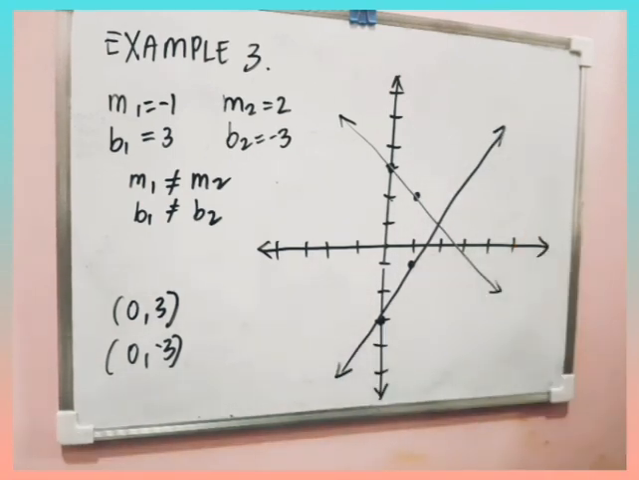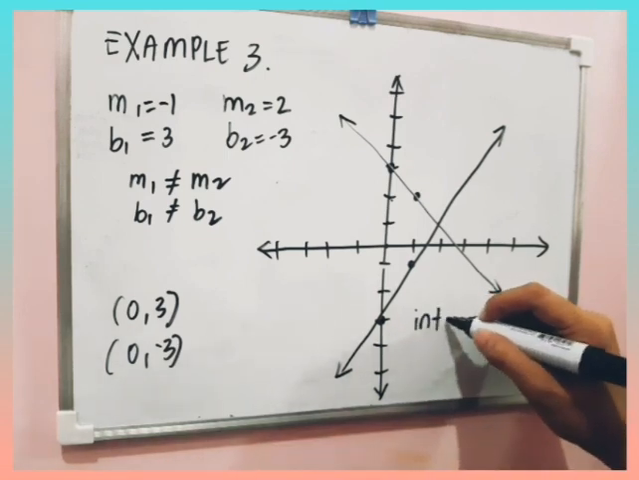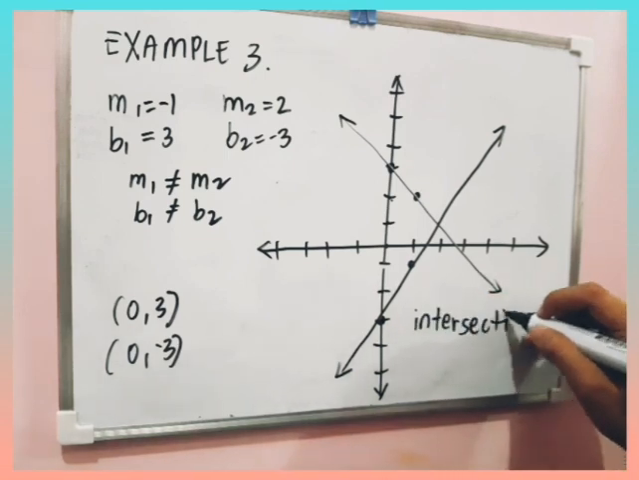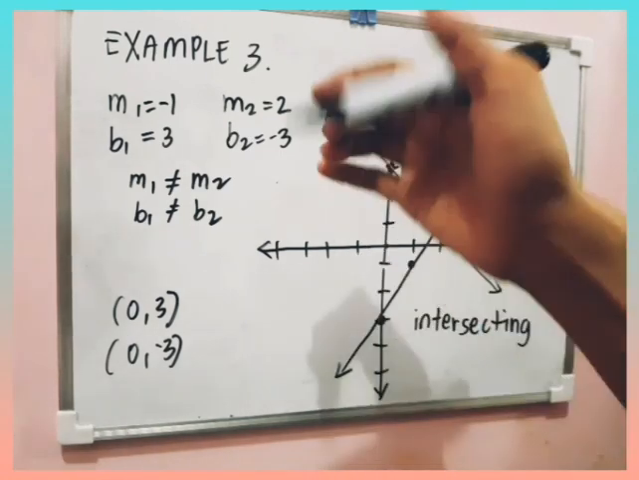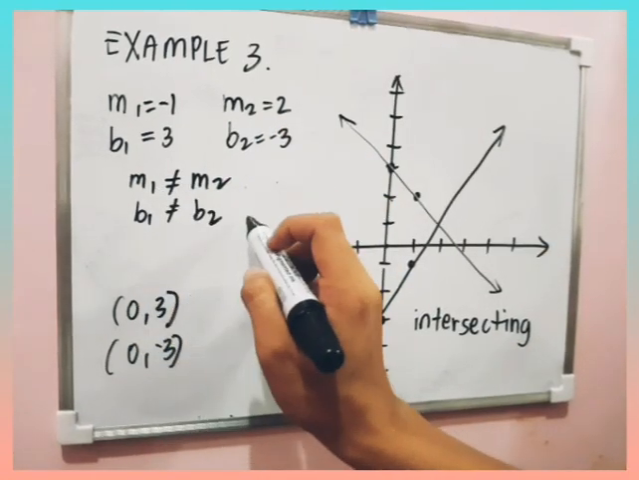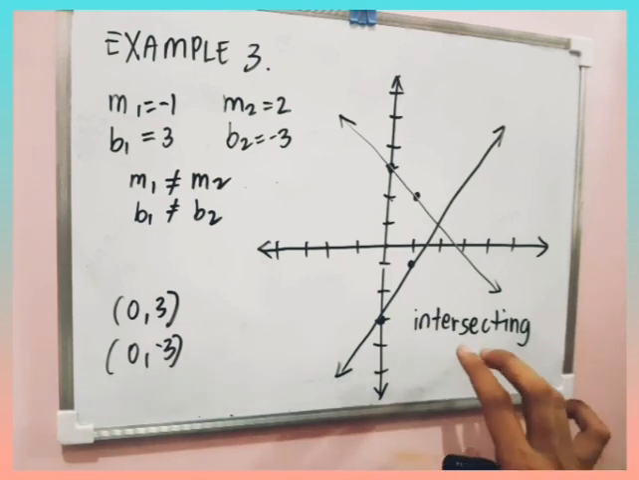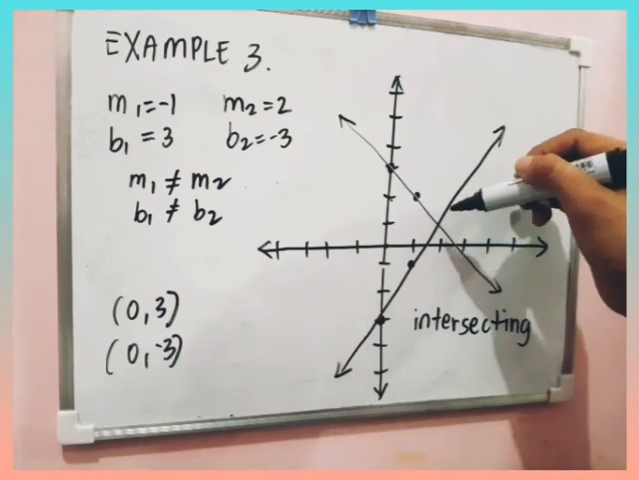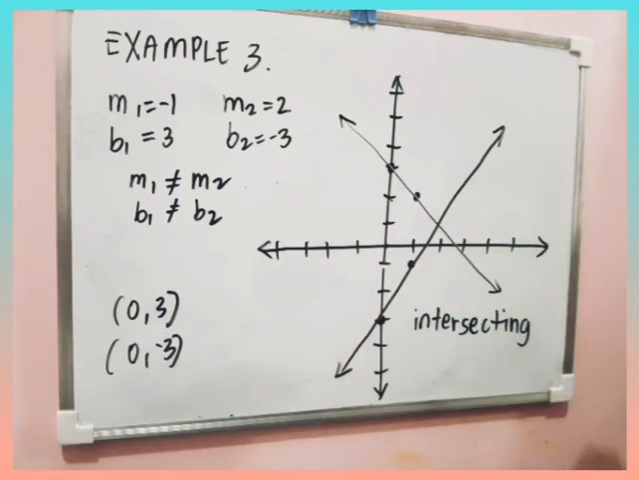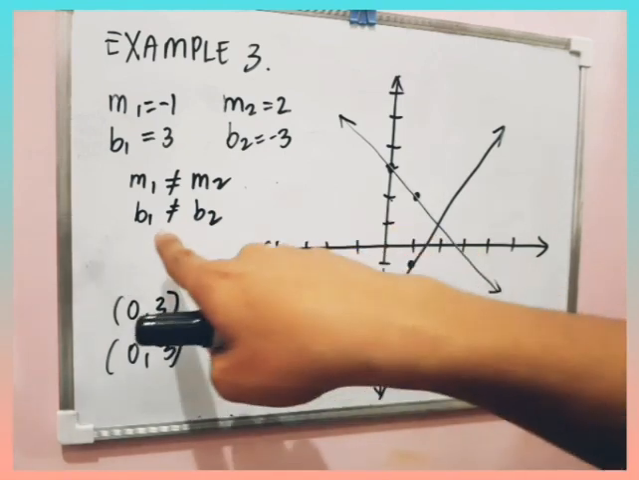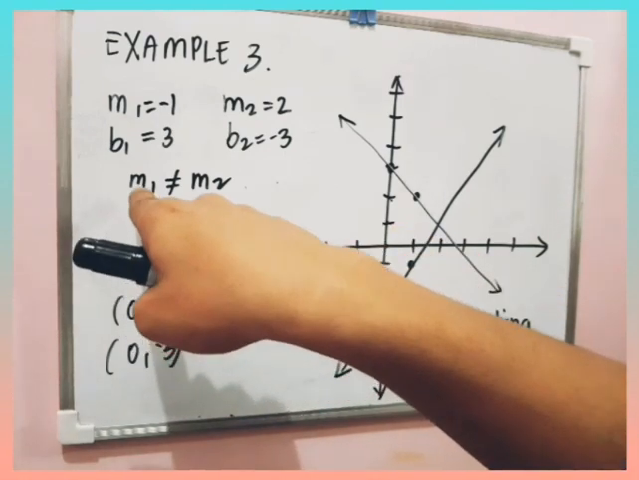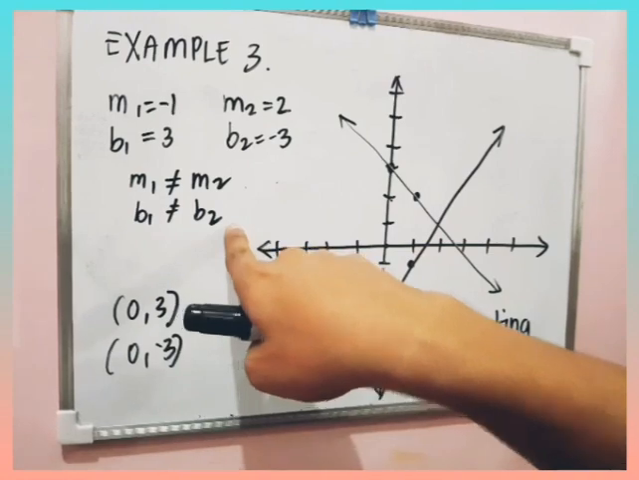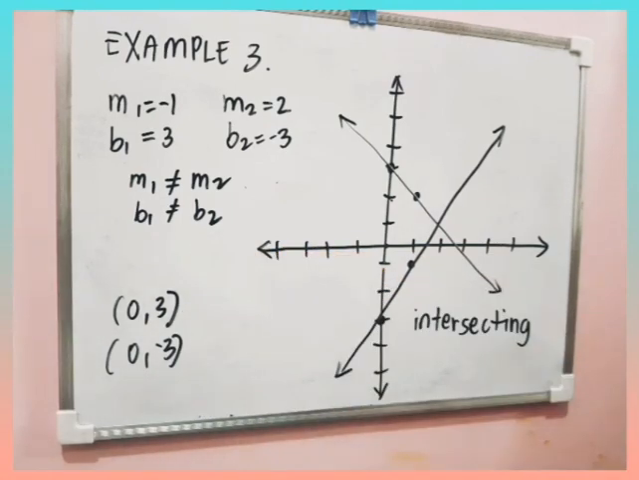So, anong nakita niyo sa graph? Ito ay intersecting lines, diba? So, yun pala. Kapag magkaiba yung slope, magkaiba yung y-intercept, ang graph na magiging result niya ay intersecting. So, hindi naman siya nag-form ng perpendicular line. Diba? So, ito ay intersecting kasi given ay hindi equal yung slope, hindi equal yung y-intercept ng dalawang equations. So, there you go.